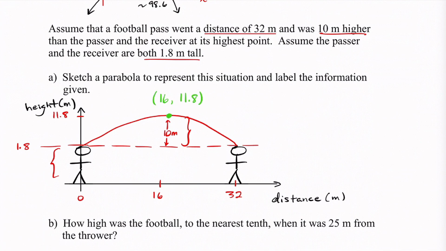Okay, so now we have sketched this parabola and we've got the situation all labeled with all the information. Again, this was 32 meters apart, half of that is 16. This guy, well, both of them were 1.8, but they threw the pass 10 meters higher than that, so it's 1.8 meters plus 10 meters. That gets me 11.8 meters. Okay, so part A is finished.